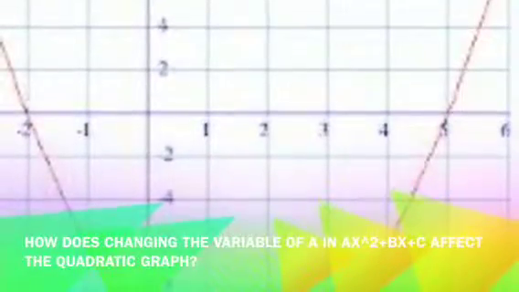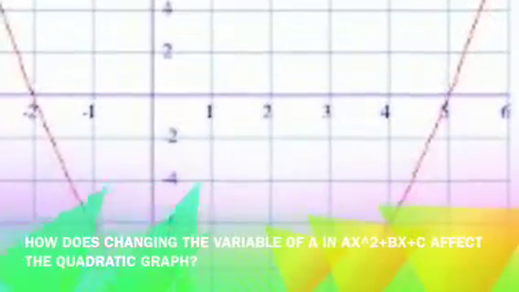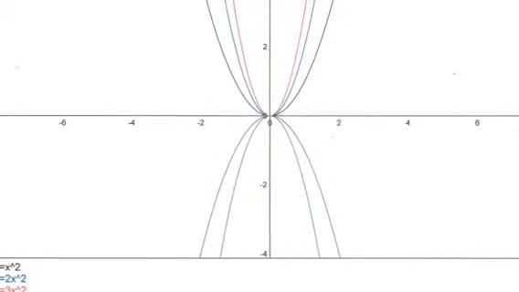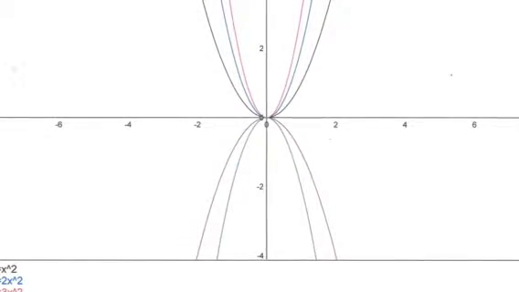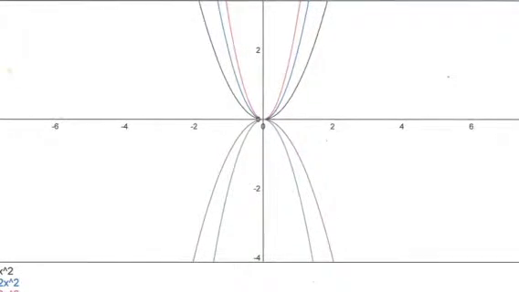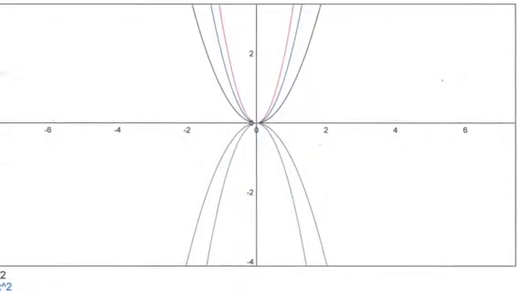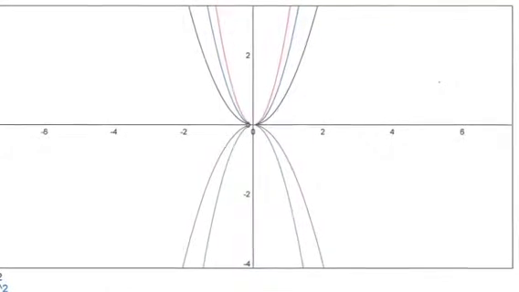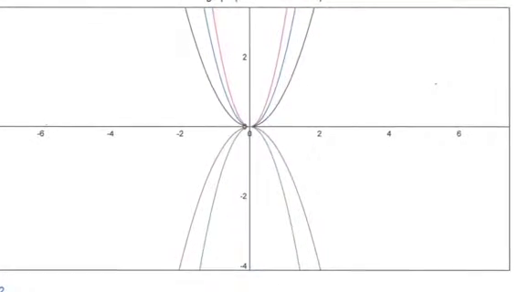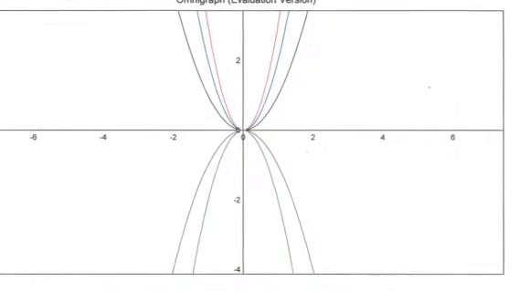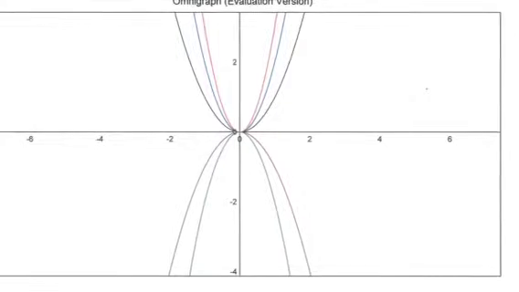How does changing the variable a in the equation affect the parabola? We are going to start with a simple equation, which is y equals x squared. In the graph, it is the black parabola. As we change the variable a with different coefficients, the parabola changes size, but they all meet at the same point. You may have noticed that the brown and green parabolas are on the opposite side of the other parabolas, and that is because they are negative.